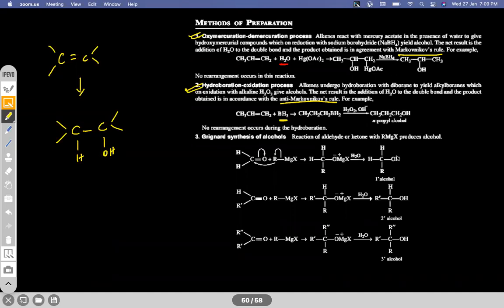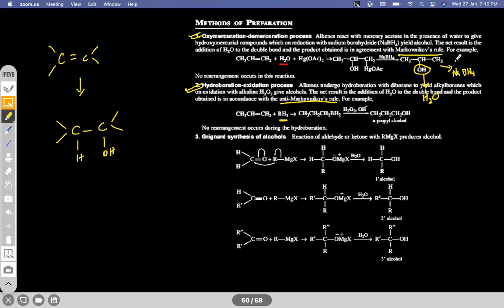Yes, sir. So the point is, the source of OH and H you should know. What is the source of OH over here? Water. It's not ROH here. If it is ROH, then you will get OR, that is an ether. And by Markovnikov rule, OH will be on the more substituted carbon and H on the lesser one. The source of H would be this NaBH4 reducing agent. So if you write NaBD4, it would be CH2D.